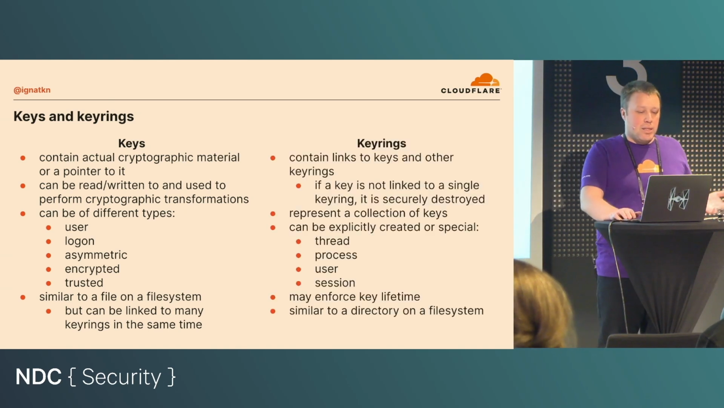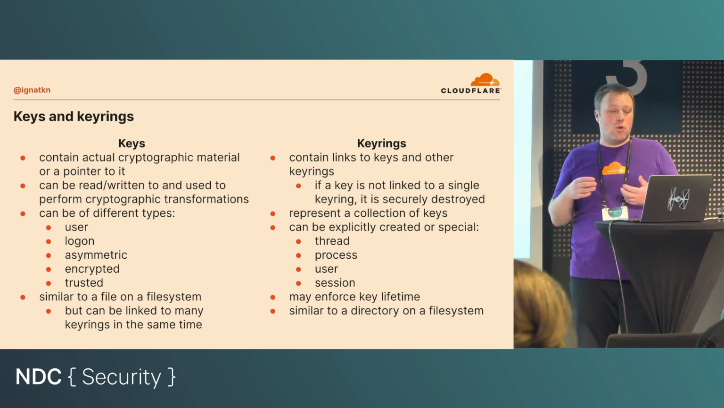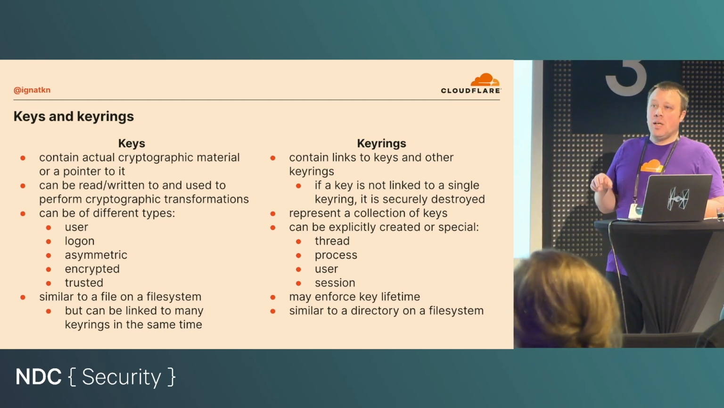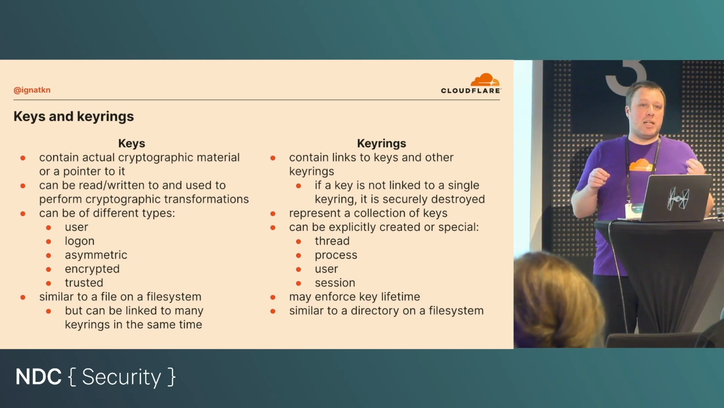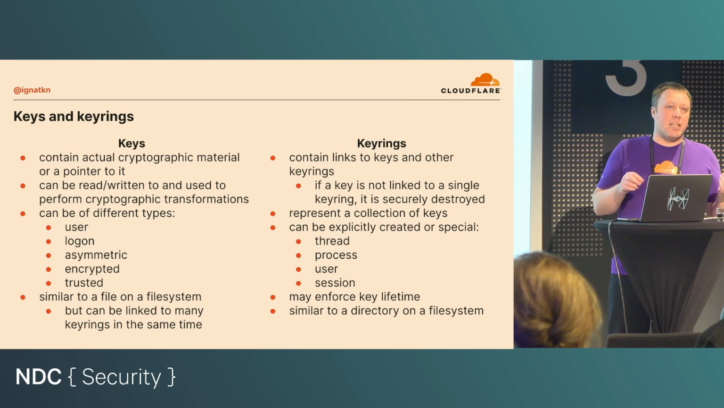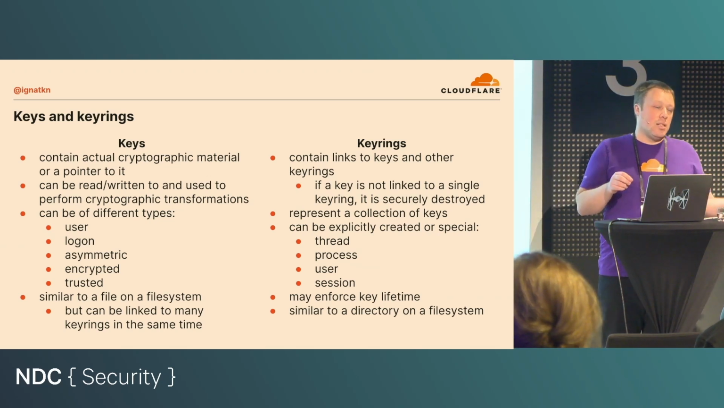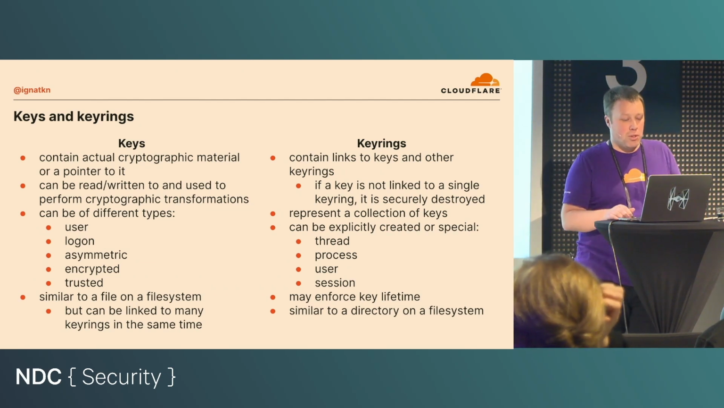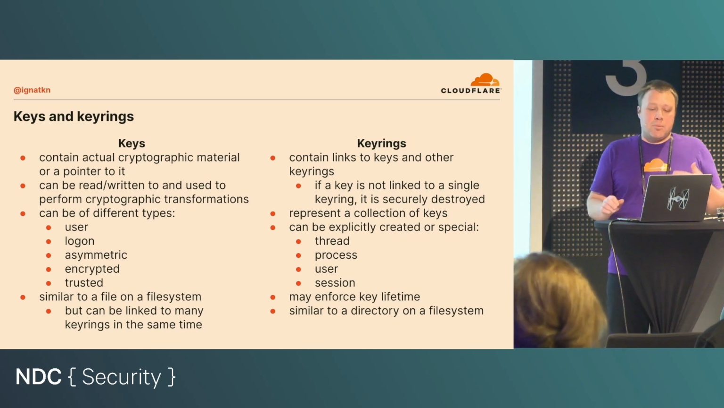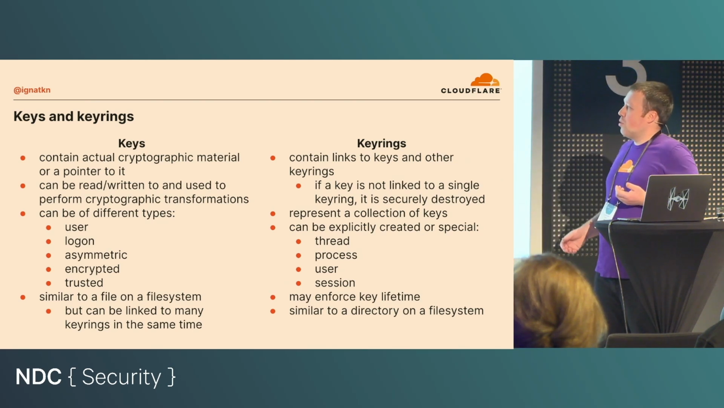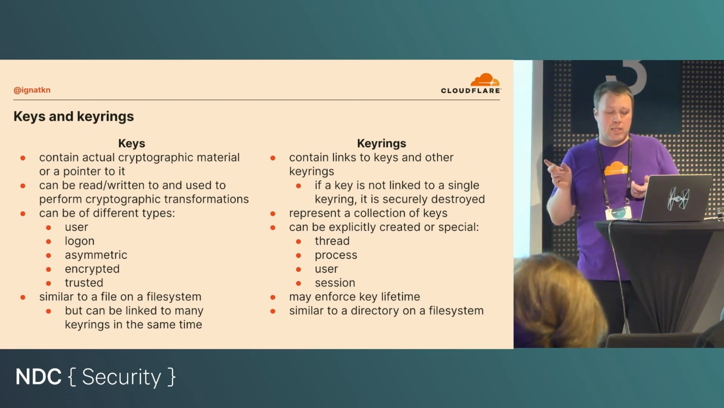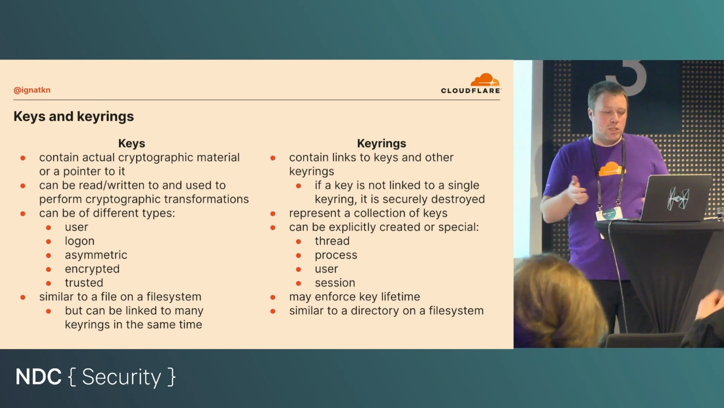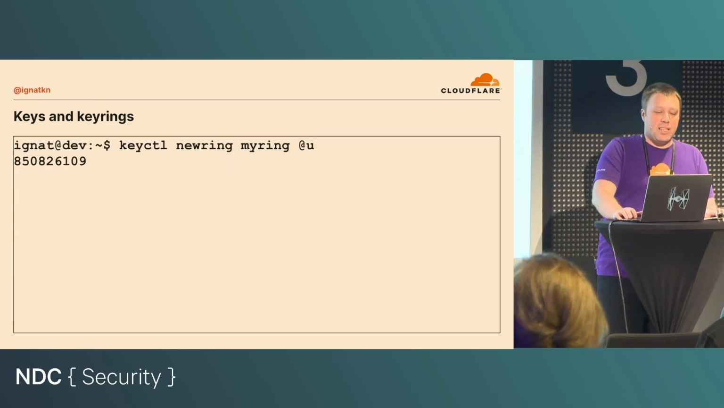Key rings are like a collection of keys. They contain so-called links to keys and other key rings, and they enforce the life cycle of a key. As I mentioned, a key can be linked to several key rings, but a key cannot exist without being linked to a key ring. As soon as the last link to the key is destroyed, the key gets garbage collected and securely wiped from the RAM by the kernel. Key rings can be explicitly created or special, with types like thread, process, user, and session. I will dive into them a little bit later. As I said, they enforce key lifetime, and they're similar to a directory in a file system. So let's see an example.